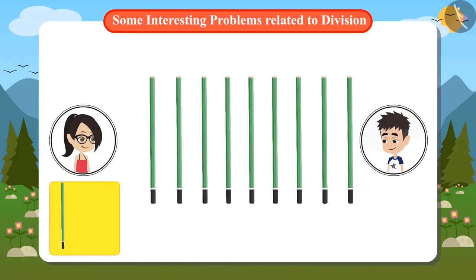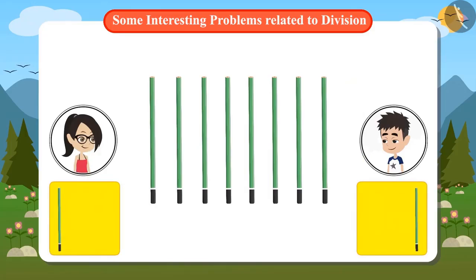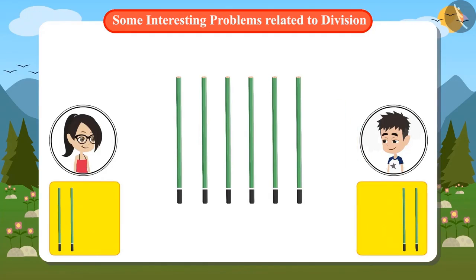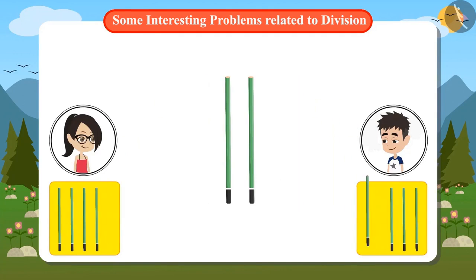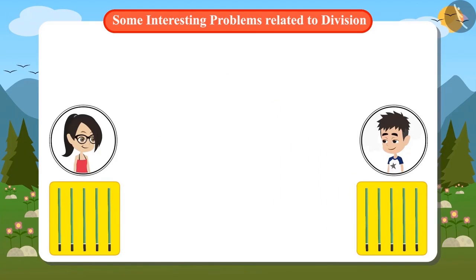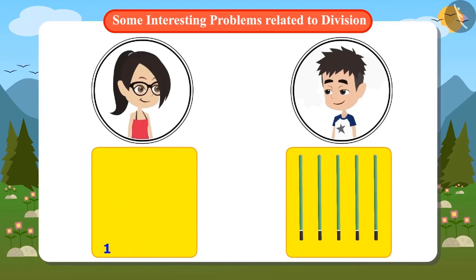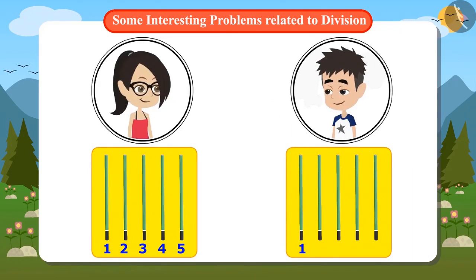First, I keep one pencil for me, then one for my brother. Again one for me, and then one for my brother. In this way, I keep a pencil for me and a pencil for my brother until all the pencils are divided. Now, I have 5 pencils and my brother also has 5 pencils. Vandana has divided the pencils into two equal parts.